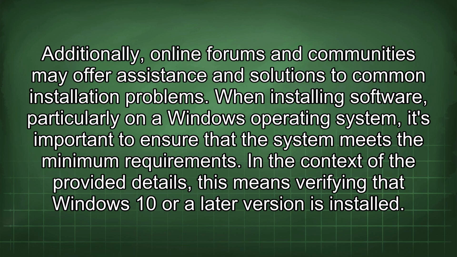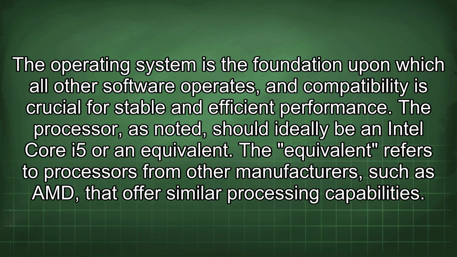When installing software, particularly on a Windows operating system, it's important to ensure that the system meets the minimum requirements. In the context of the provided details, this means verifying that Windows 10 or a later version is installed. The operating system is the foundation upon which all other software operates, and compatibility is crucial for stable and efficient performance. The processor, as noted, should ideally be an Intel Core i5 or an equivalent.